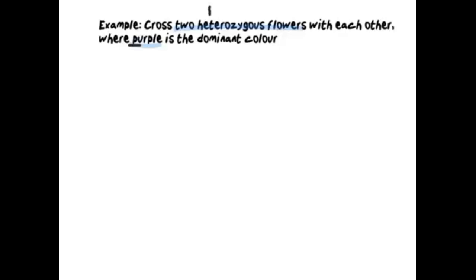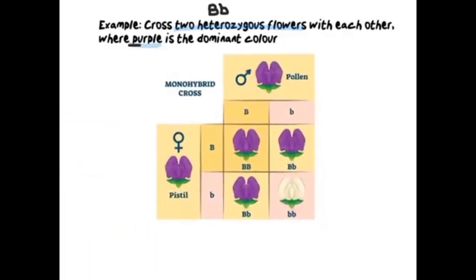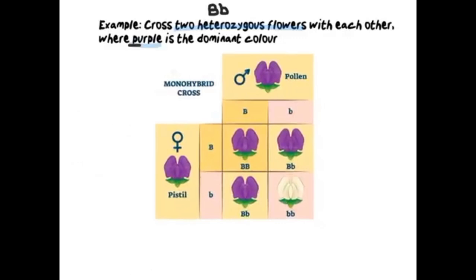So if I make it match the diagram I'm going to put up now, that means that these flowers will be a capital B and a small b, and we're going to cross them with each other. Now, this is what it looks like. If we were to take the two purple flowers, because they will be purple, why? Because they both have a capital B in their alleles, and we do a cross with them, we get a slightly different combination in the first cross.